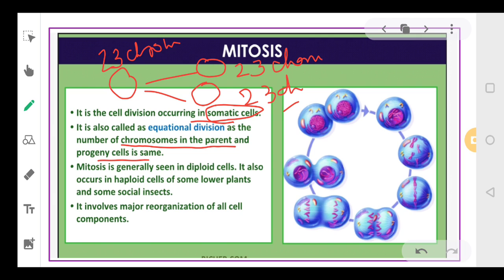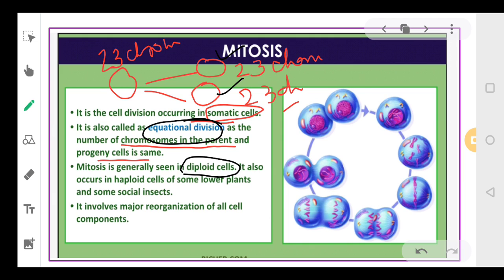So we call this division equational division. Why do we call it equational division? Because the number of chromosomes present in the parent as well as in the daughter cells is the same. That is why we call it an equational division. And as I told you, it occurs only in the diploid and somatic cells in animals, while in plants it occurs in both haploid as well as diploid cells.